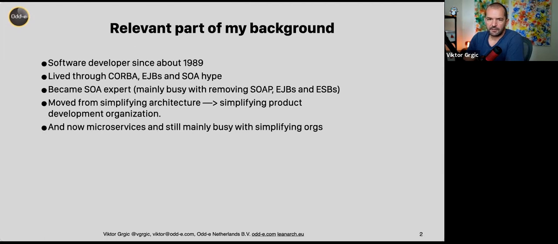This usually involved getting rid of things like SOAP and EJBs and ESBs, especially the Enterprise Service Bus was one of those things. I tried to convince environments and show them how you can actually do something much simpler, but still hold to the basic principles of SOA, which I'm going to explain a bit more later on. So I spent quite a lot of time simplifying architecture, and slowly, at some point, my interest shifted much more to simplifying organizations, product development organizations, and how to make those simpler.